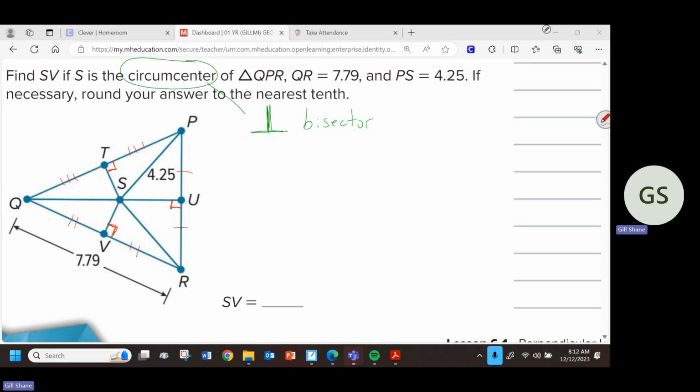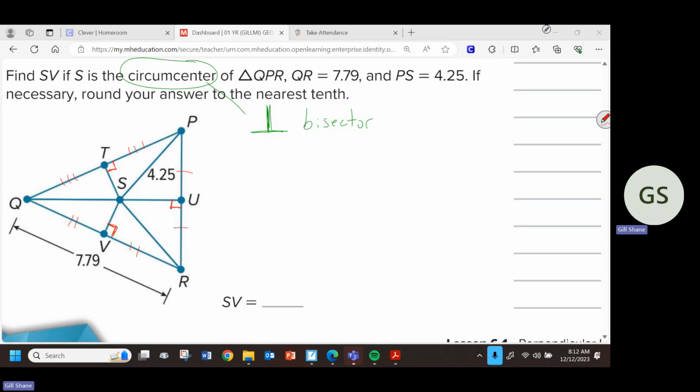Let me ask you this. What is the 4.25 talking about? That's a little tricky. It is SP. So when it's written inside the figure, it's going to be about a line inside the figure. And there's no degree mark, so we know it's not about angles. I told you sometimes it gets a little tricky with the figures.